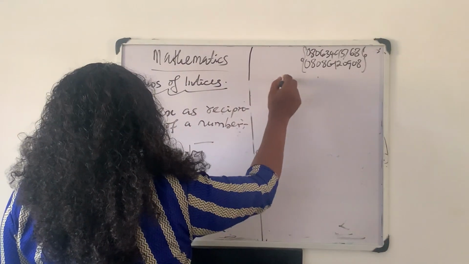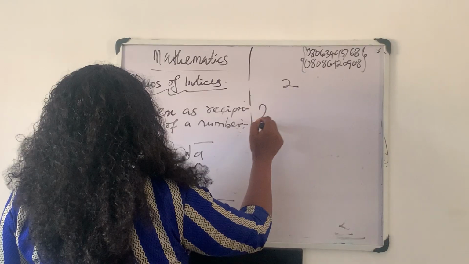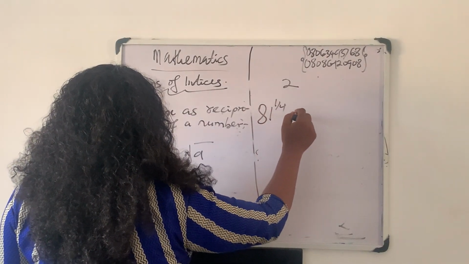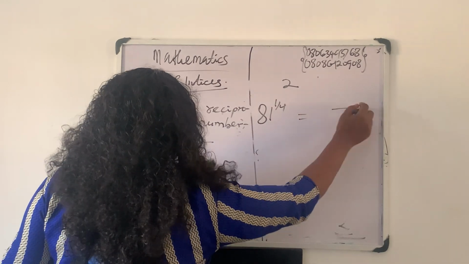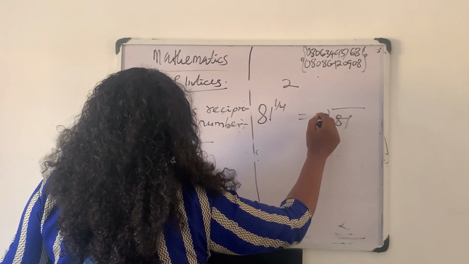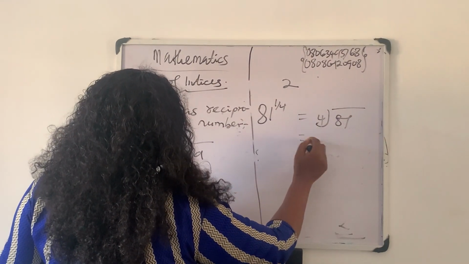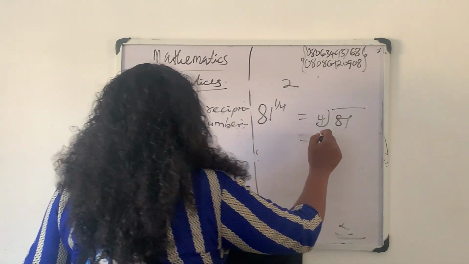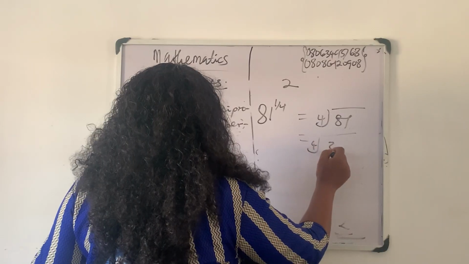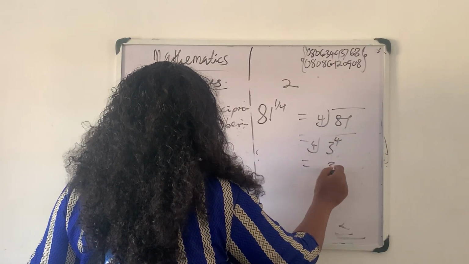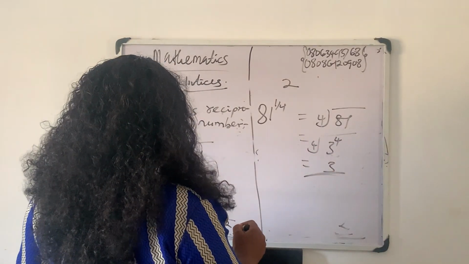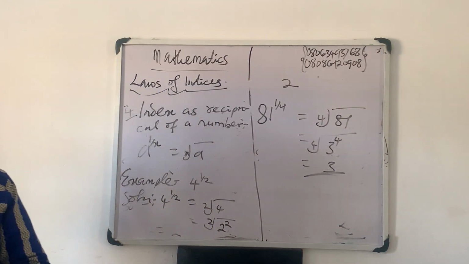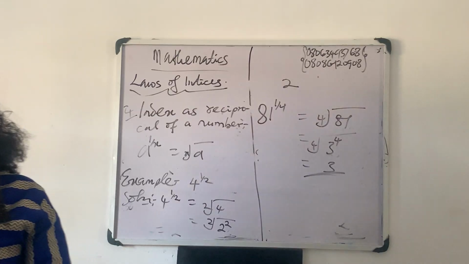is 2. What if you have something like this, 81 raised to power 1 over 4? You check again, what number will multiply itself 4 times to give you 81? That means it should be 3 raised to power 4. Therefore, our answer is 3. That is how we do index as reciprocal of a number.